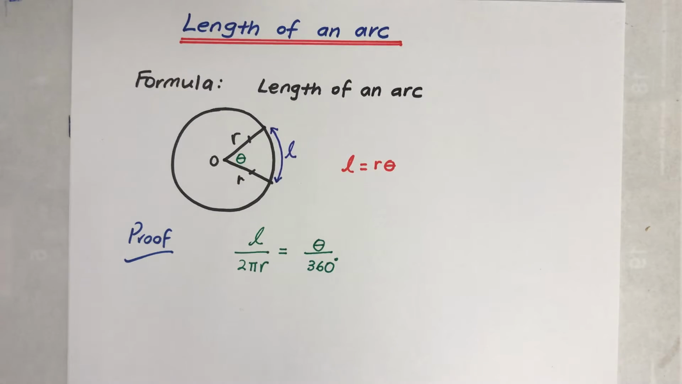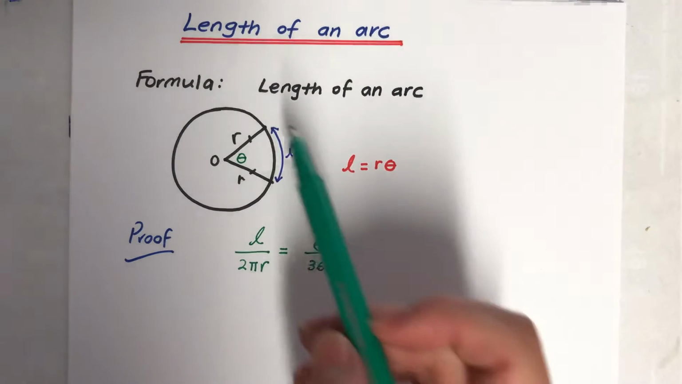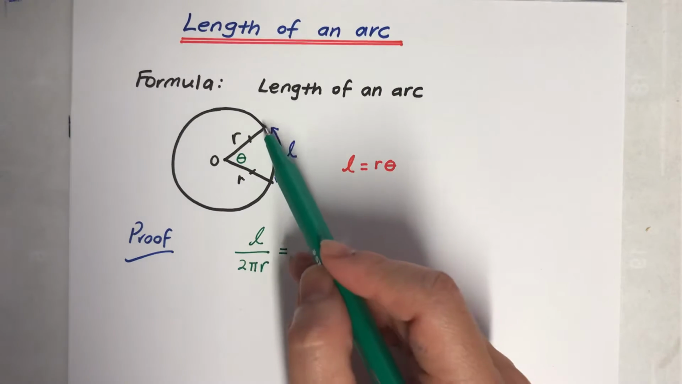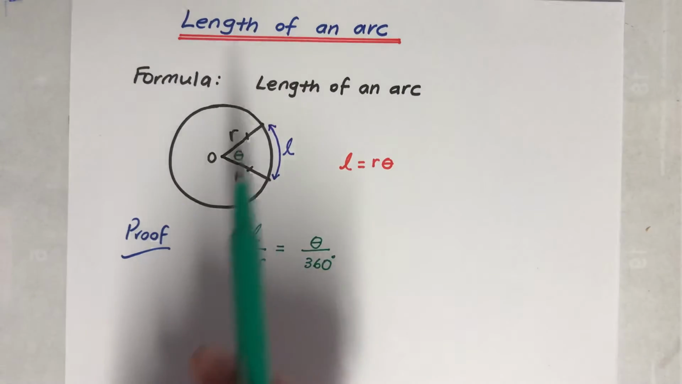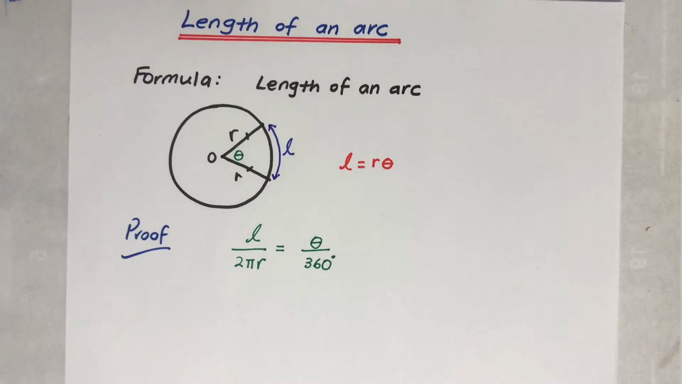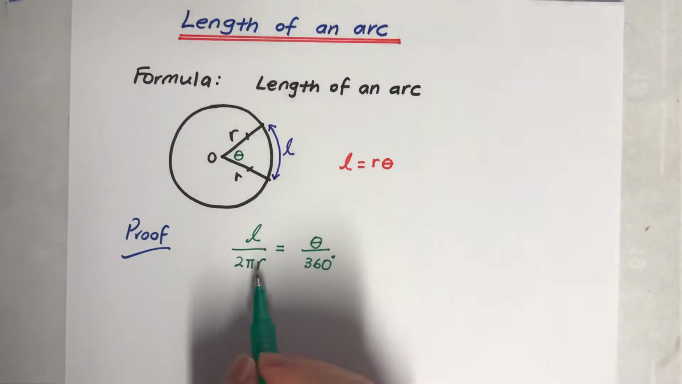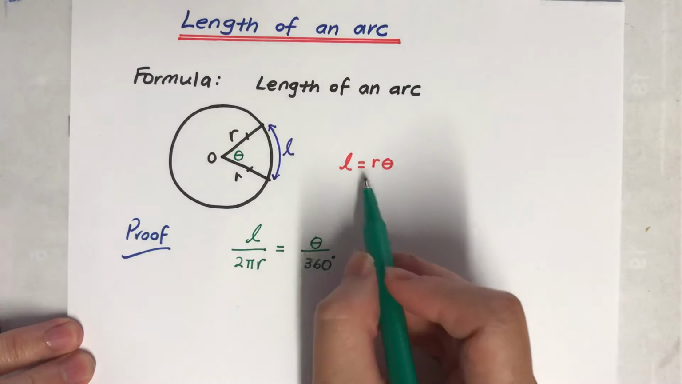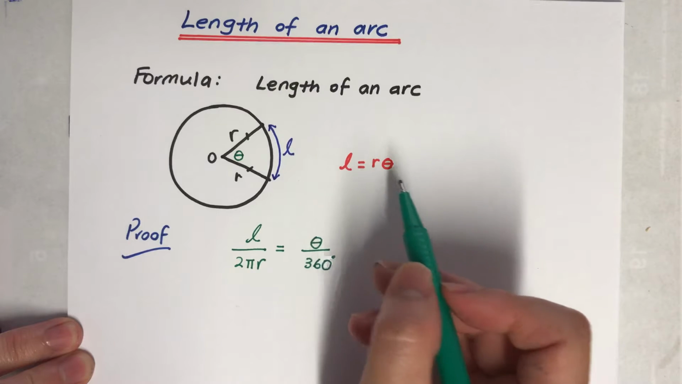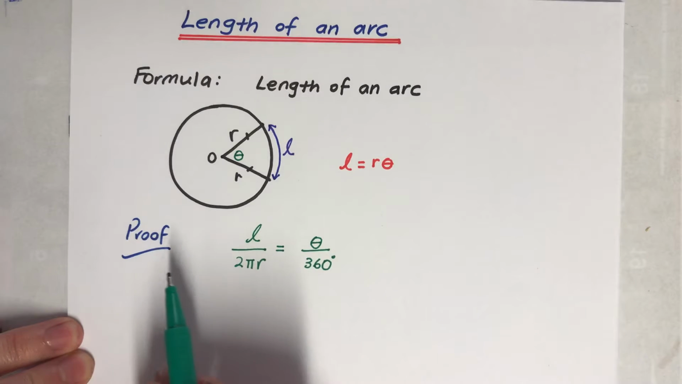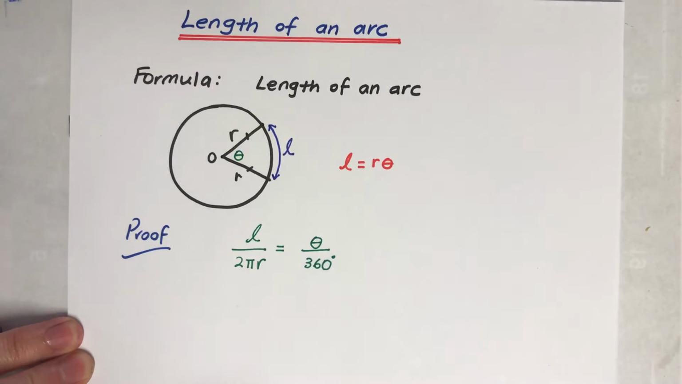Okay, length of an arc. There's a formula there. The length of the arc is the L we're looking at here, R is the radius, and in the middle is the angle. Now the proof here: the formula for the length of the arc is L equals R theta, and we're just going to do a quick proof of this formula.